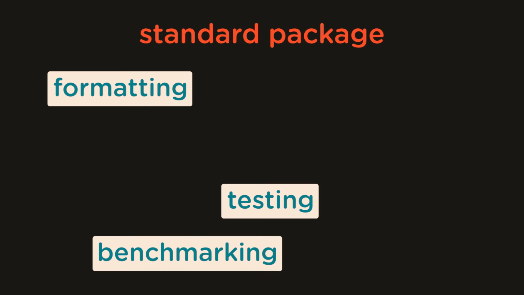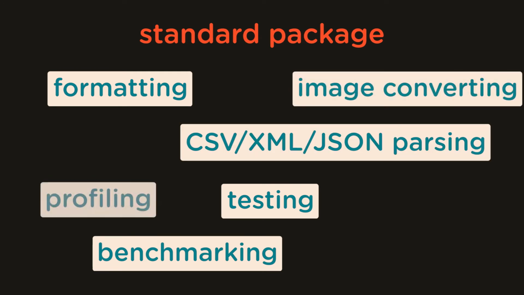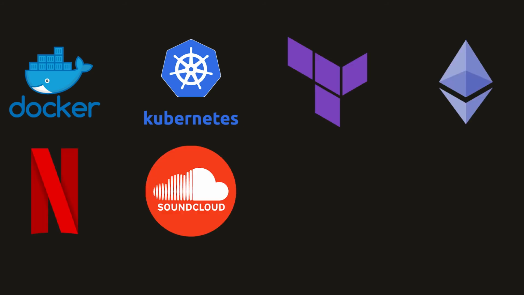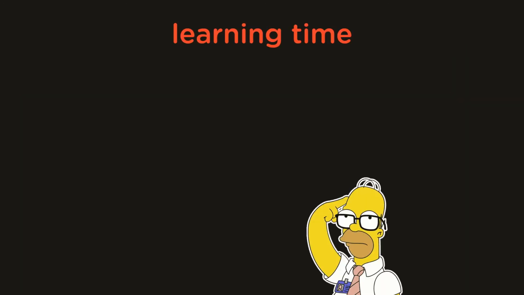Go also has a very extensive standard package, like testing, formatting, benchmarking, CSV XML JSON parsing, image converting, profiling, and many more. Some famous apps are made entirely or partially in Go, like Docker, Kubernetes, Terraform, Ethereum, Netflix, SoundCloud, Uber, or Twitch.